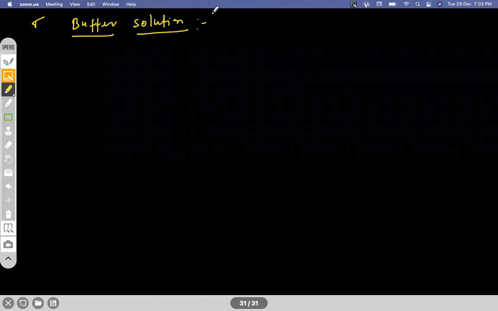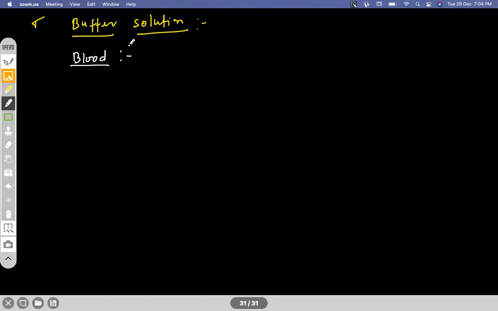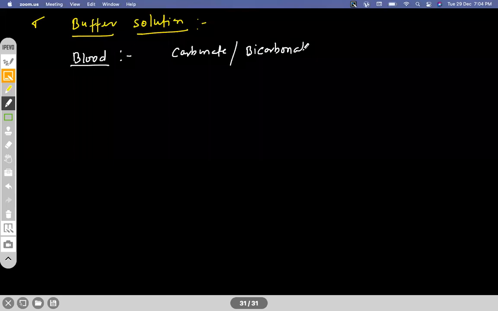For example, if you look at the example of blood, blood contains a carbonate and bicarbonate buffer. Okay, let me write this down. Blood is an example of a buffer solution. Don't write this yet, wait. It is a buffer of carbonate and bicarbonate, which means the combination of these two forms a buffer solution.